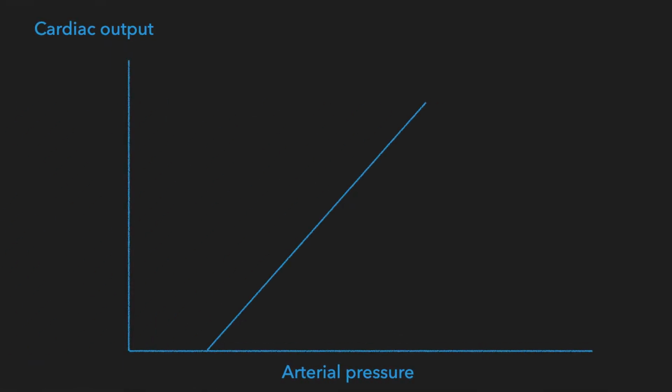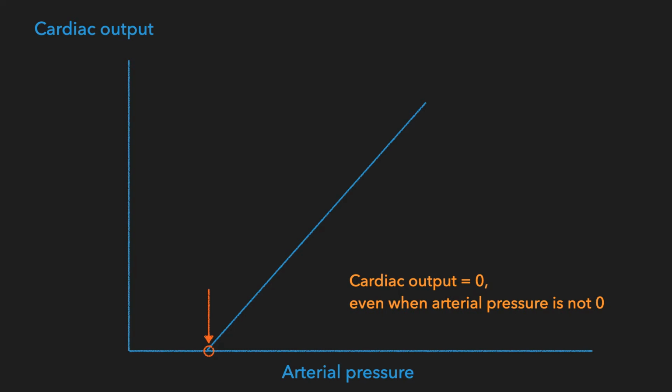Let me give you an explanation by showing the graph of cardiac output to arterial pressure. We know that arterial pressure is proportional to cardiac output, but it's interesting to see that when your cardiac output comes to zero, your arterial pressure is not necessarily zero. That means arterial pressure doesn't need to be zero, and at a certain point, your artery will just collapse even when the arterial pressure is not zero. Because your artery is collapsed, your cardiac output falls to zero.